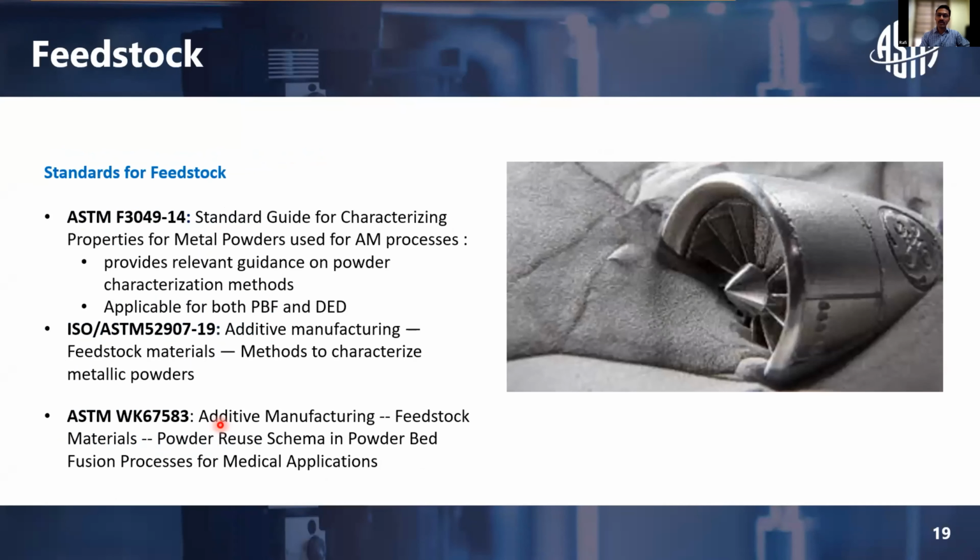Similarly for feedstock, we have a few standards which are helpful for you to work on and manage different feedstock. The first one is ASTM F3049. So this particular standard gives you different characterization methods that can be used for characterizing the metal powder. And this is applicable for both powder bed fusion as well as for directed energy deposition.